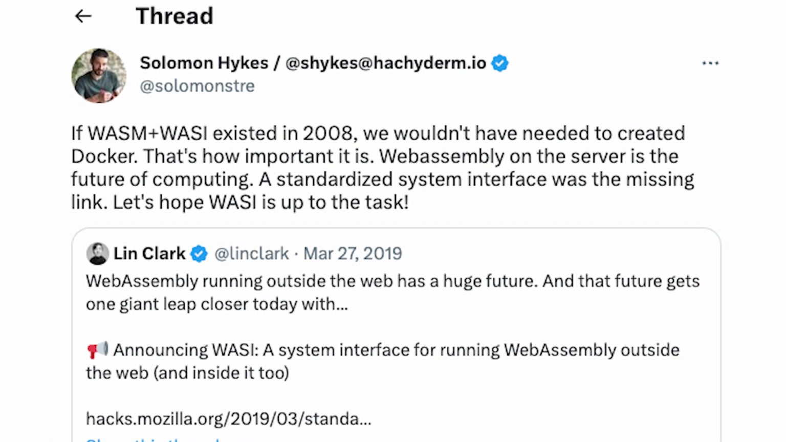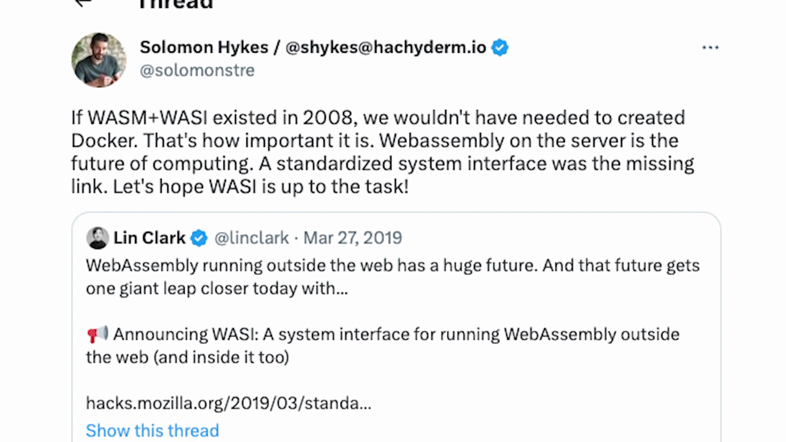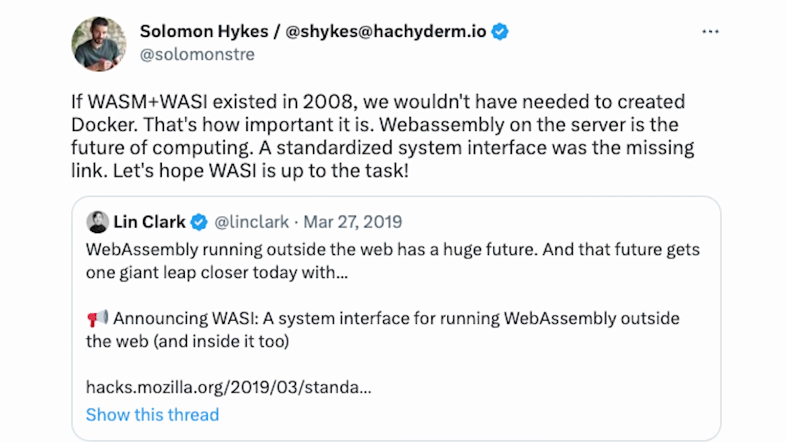Interesting. Yeah. You mentioned how many languages it now supports. I was doing a little research before this on Wikipedia, and there it says it's up to 40, including all the most popular ones. And then getting towards what you were saying about its applicability to the cloud. There's a quote in here from Solomon Hykes, a co-founder of Docker, who wrote, if this existed, WebAssembly in 2008, we wouldn't have needed to create Docker. That's how important it is. WebAssembly on the server is the future of computing. So expound on that a little bit, where you see its role in this area.